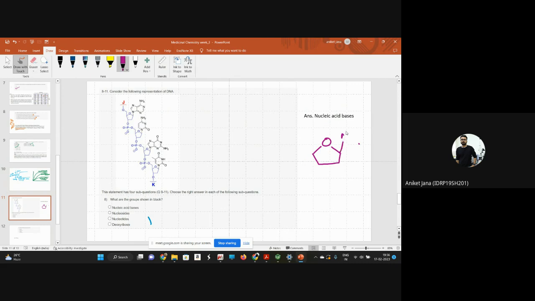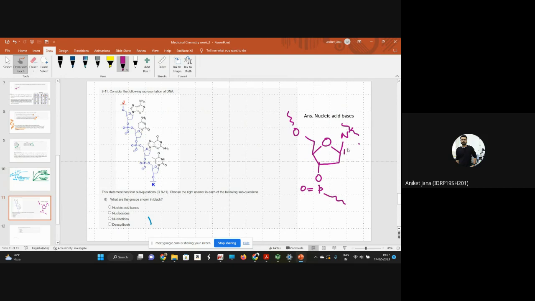Here the base is attached. Here a phosphate is attached, and another phosphate is attached. So what is the numbering of this carbon? The carbon of the sugar moiety to which the purine is attached, which we refer to as 1.